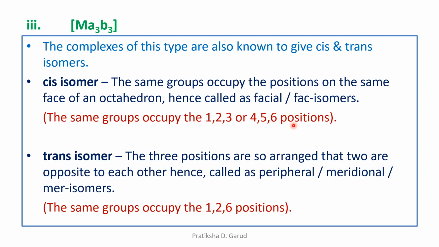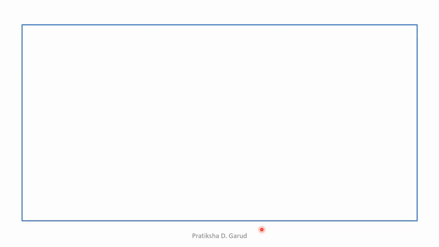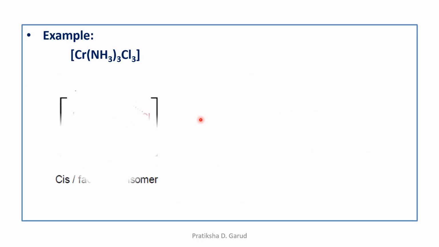Okay, so in this we have to find out the cis isomer and the trans isomer. Cis means the same groups are present at 1, 2, 3 position or 4, 5, 6 position, whereas in the trans case, the same groups are present at 1 to 6 position. So its example is suppose Cr(NH3)3Cl3. So let's draw the structure.